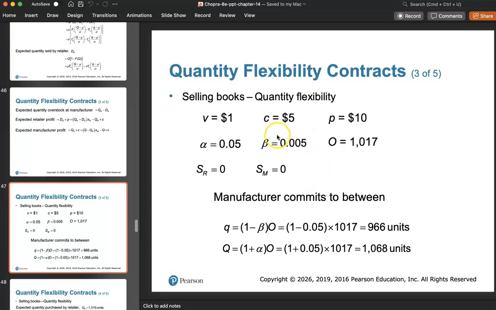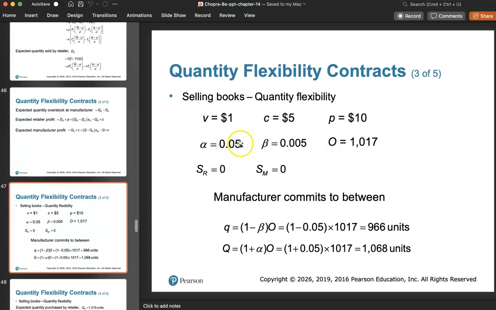So in this case, it's the same example we've been looking at. Let's say that the cost for the manufacturer is $1. They sell it to the retailer at $5 and the sales price is $10 for the book. Now let's assume that alpha is 5% and beta is 0.5%. And we'll assume that both the retailer and the manufacturer do not have any salvage values. Both the salvage values are 0.